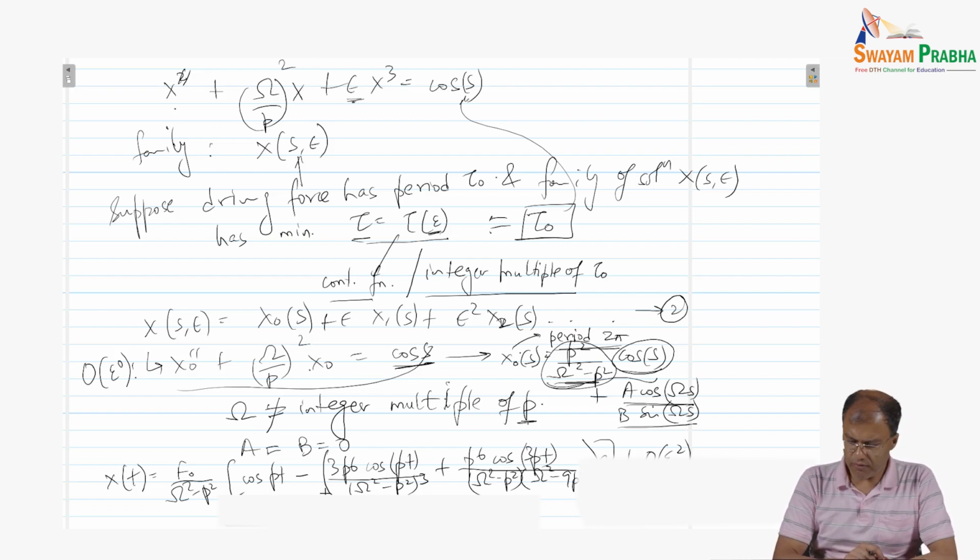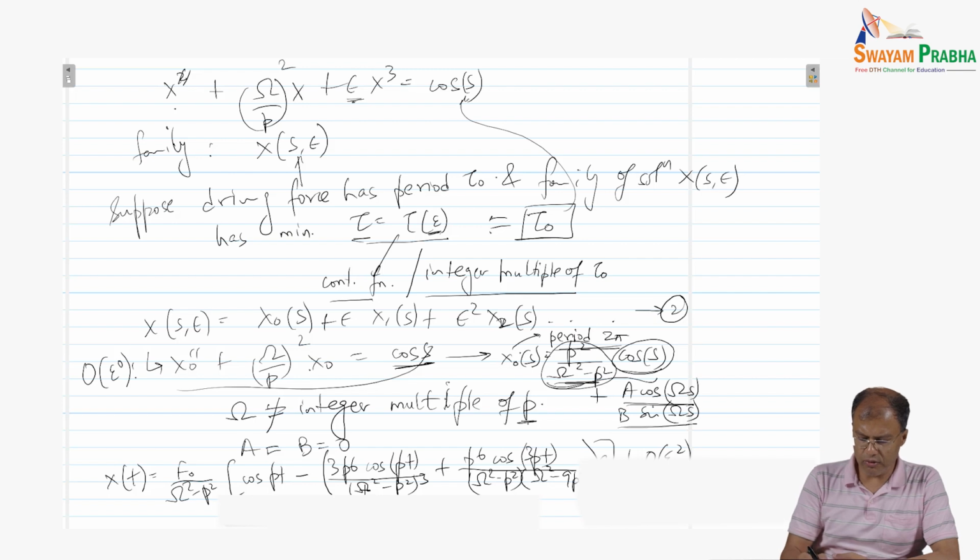One thing I want to point out in this solution is that there are terms containing frequencies which are greater than p, and hence this third term has period which is greater than 2 pi. And so we call this the so-called superharmonic resonance. So what is p here?